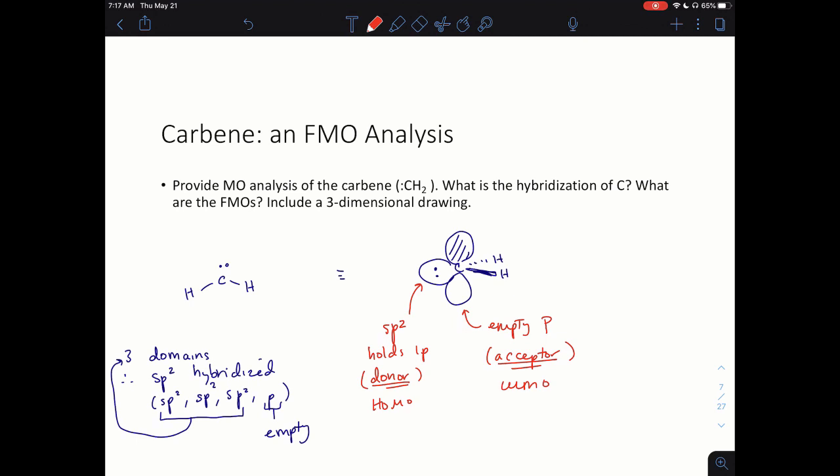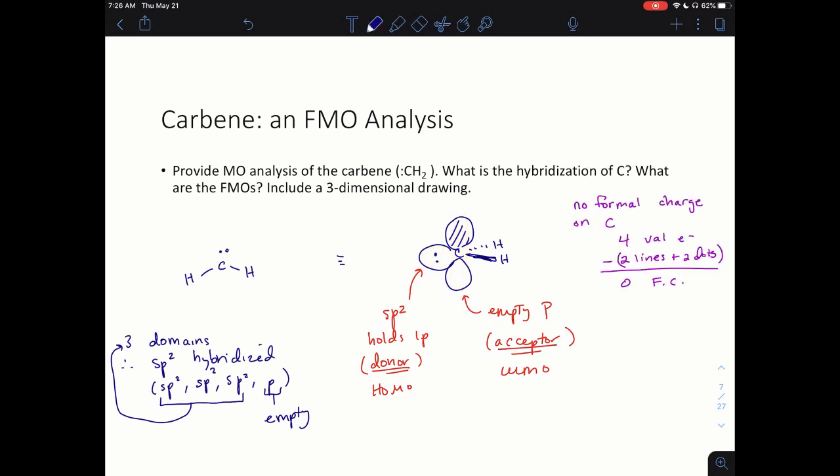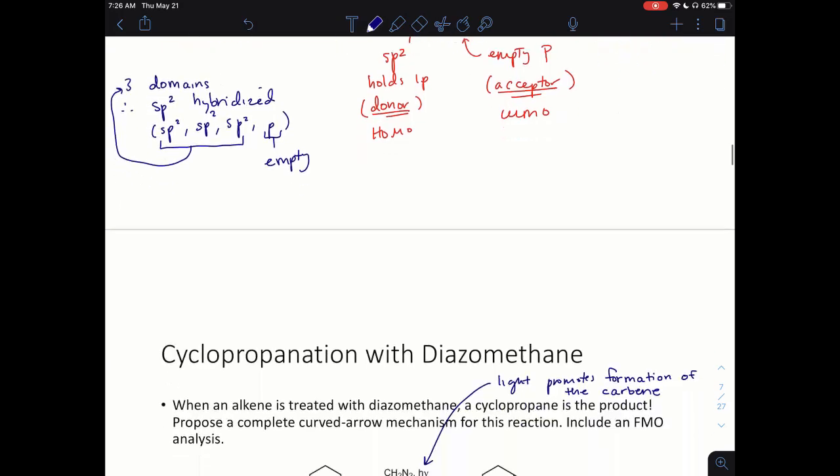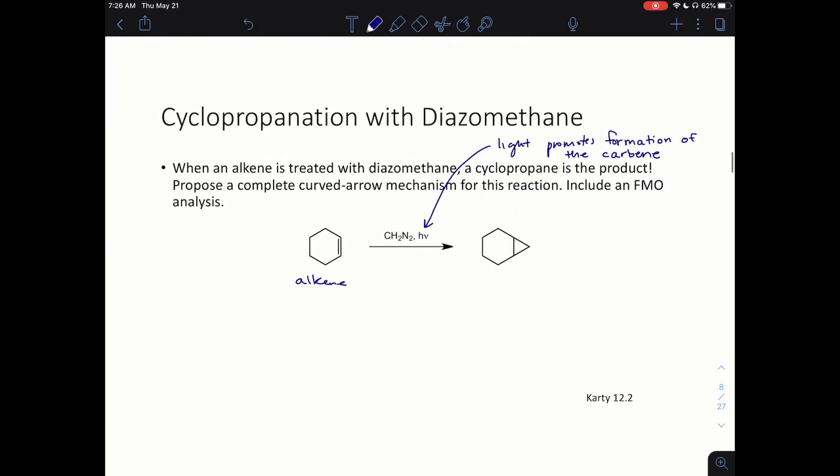So the carbene is both electron rich and electron poor all at the same time. So let's take a look at how this molecule reacts with alkenes. When an alkene is treated with diazomethane in the presence of light, in this case, light is serving to promote the formation of the carbene. We mentioned that a heterolysis step takes place to generate the carbene, and the light helps facilitate that heterolysis step.